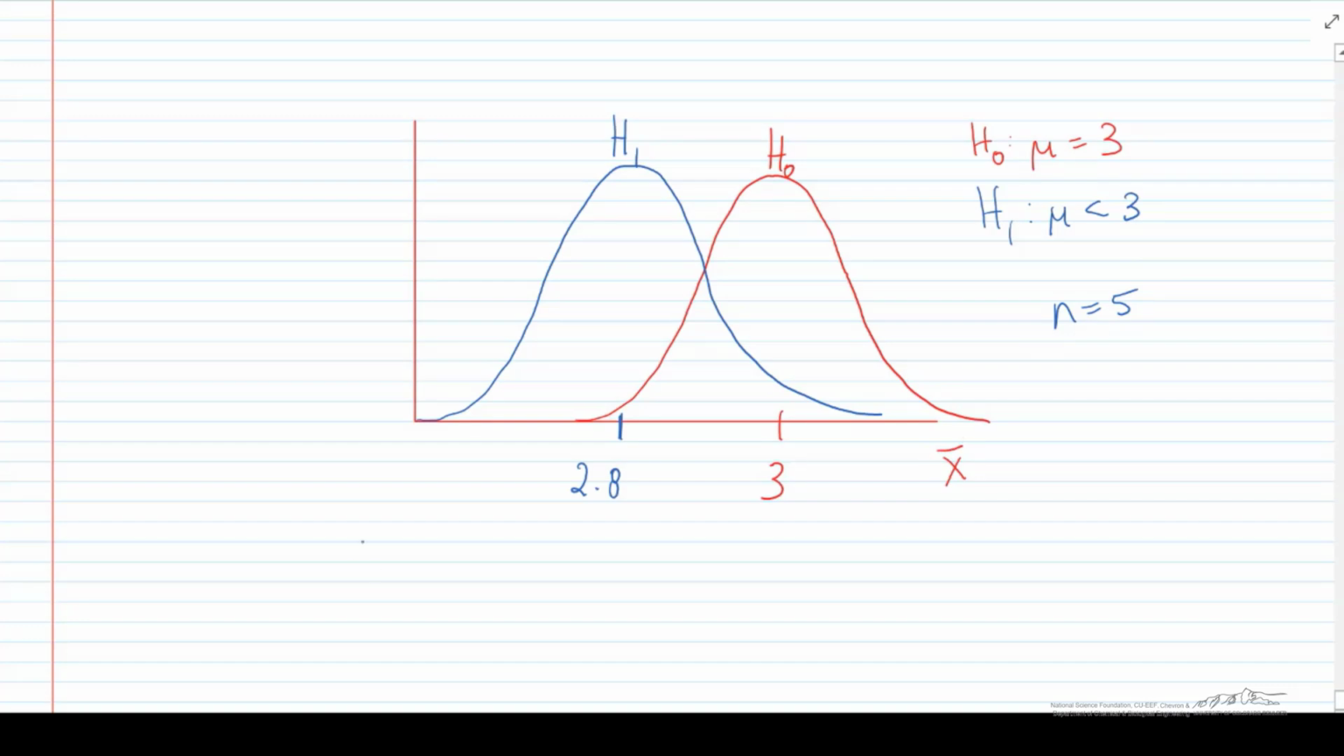We need to calculate a critical x bar below which we would accept the alternate hypothesis and above which we would reject the alternate hypothesis. The critical value is where we put alpha, and we're going to use 0.05 here. So we're going to take 0.05 and put it into that tail to calculate x bar c.